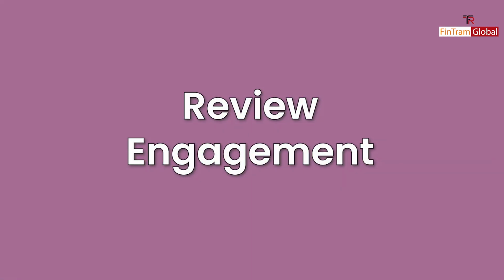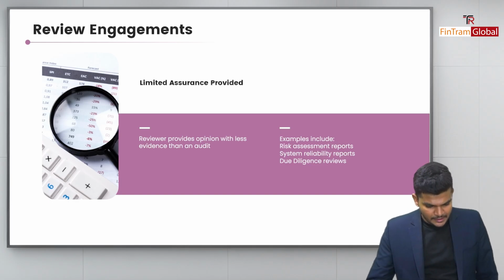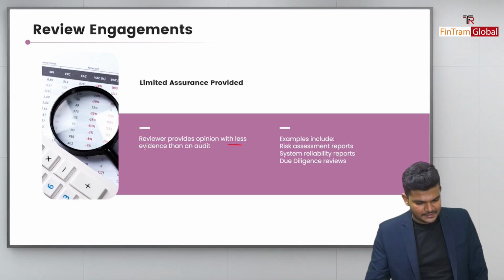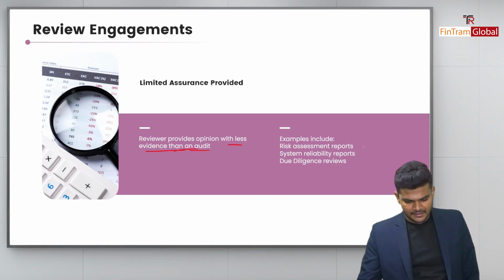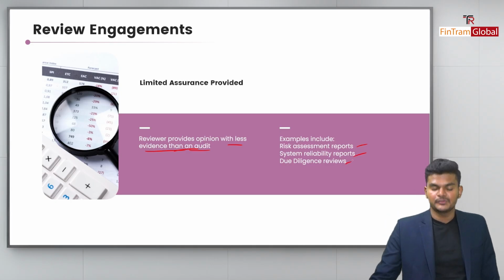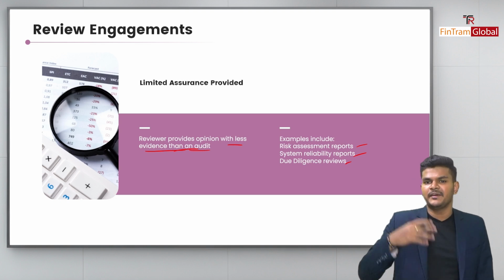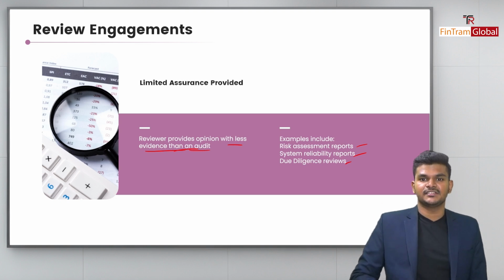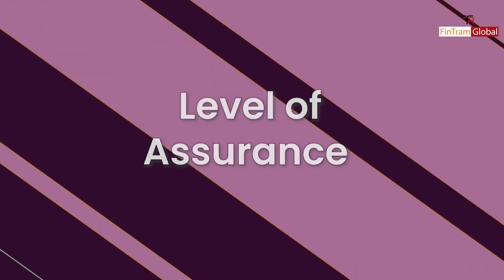Now, what else? We also have review engagements, right? So as I mentioned earlier, review engagements is where we provide an opinion with less evidence than an audit. Okay, folks, that's basically it. Some examples are given here. We have risk assessment reports, system reliability reports, or due diligence reviews, right? These are some examples. But it's not a conclusive list. There are many other review engagements that we conduct, such as review of prospective financial information and stuff like that. So just remember that, okay?